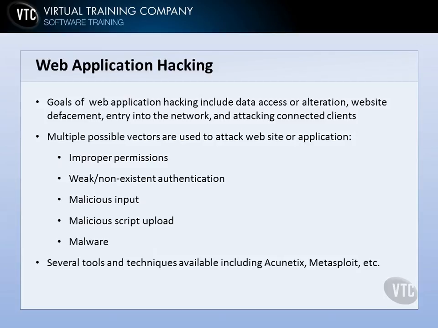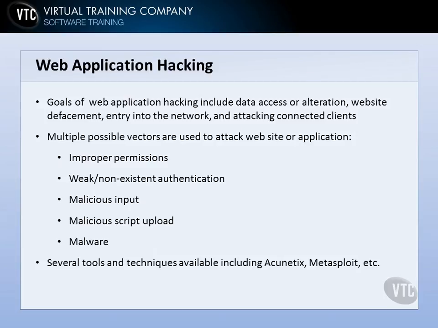Now, there are multiple possible vectors that you could use to attack a website or a web application. Things, and this is not all inclusive, of course, but things like improper permissions set on directories and files, where anyone could look at those directories or read those files or even execute things in those directories. You also might take advantage of weak or non-existent authentication. Sometimes basic authentication is used where there's a plain text password. Sometimes the authentication is not configured properly. There's also malicious input, and this is typically in the form of input validation issues or parameter issues.